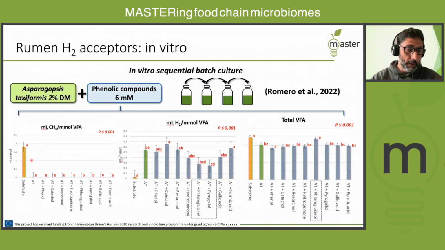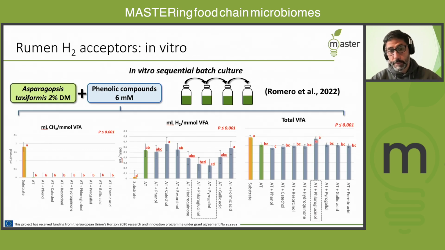And we could see that when Asparagopsis was used, there was a significant reduction of methane production that was also associated with a huge increase in hydrogen production, as you can see here. When Asparagopsis was combined with these phenolic compounds, in some cases, this excess of hydrogen was reduced. And in the case of phloroglucinol, one of the phenolic compounds, there was an increase of total volatile fatty acids.